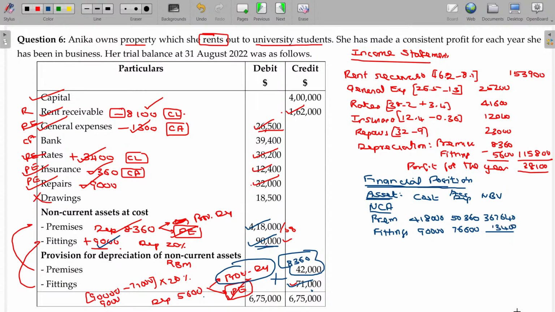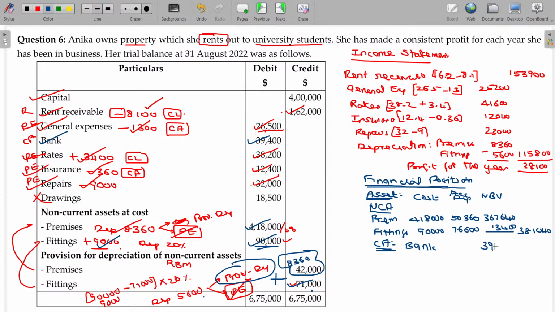Now overall net book value of non-current assets being 3,67,640, and by adding 13,400 you will be getting 3,81,040. Now we have to find out the current assets. Under current assets, what are the current assets we have? So we start with the inventory. Do we have inventory? Okay, capital, rent, receivables, bank. We don't have inventory, but we have the bank, so I have to record that here. Bank being 39,400.